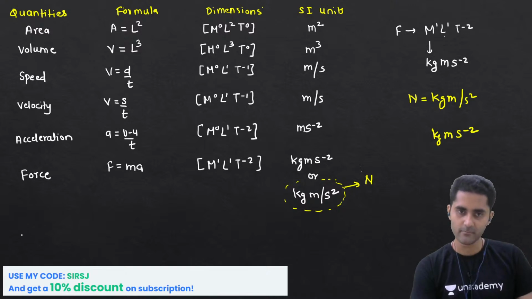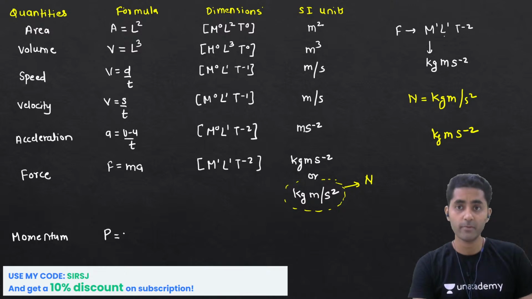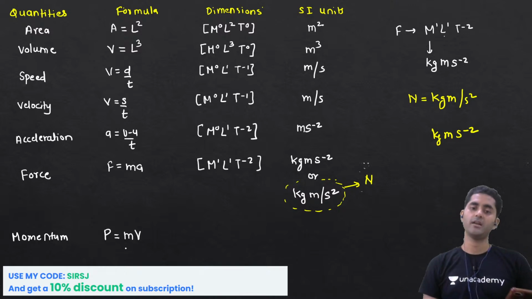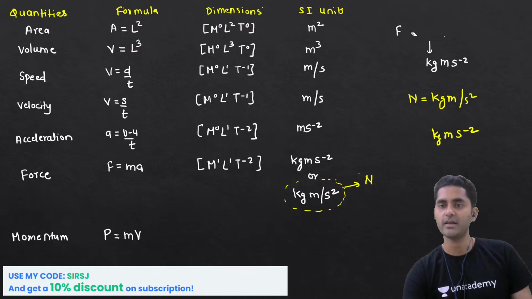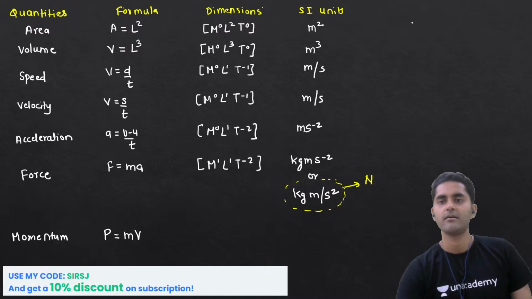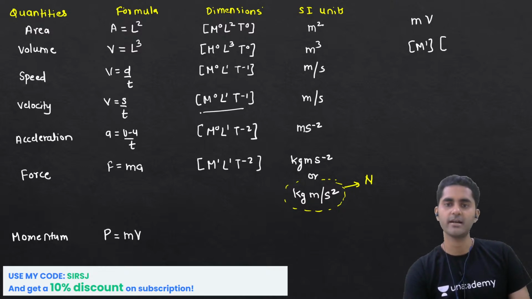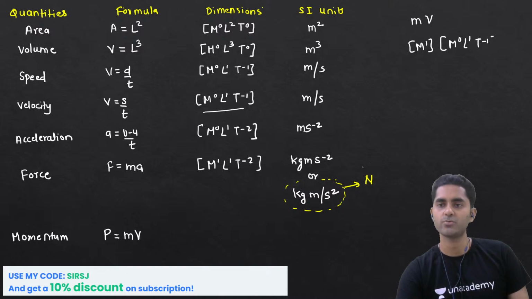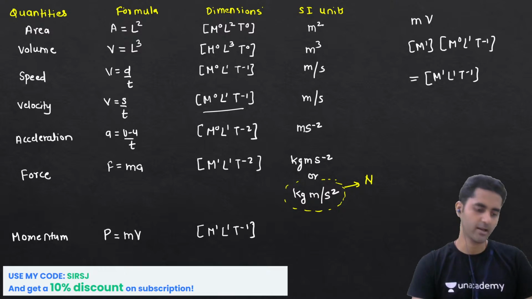let's talk about momentum. What is the formula for momentum? Momentum is mass into velocity. Now let us calculate the dimension. It is easy to calculate the dimensions of momentum because we already know the dimension of velocity. Just multiply mass and velocity, you will get the dimension of momentum. Mass is M1, and the dimension of velocity is M0 L1 T minus 1. So it becomes M to the power 1 plus 0, L1, T minus 1. So these are the dimensions of momentum, M1 L1 T minus 1.